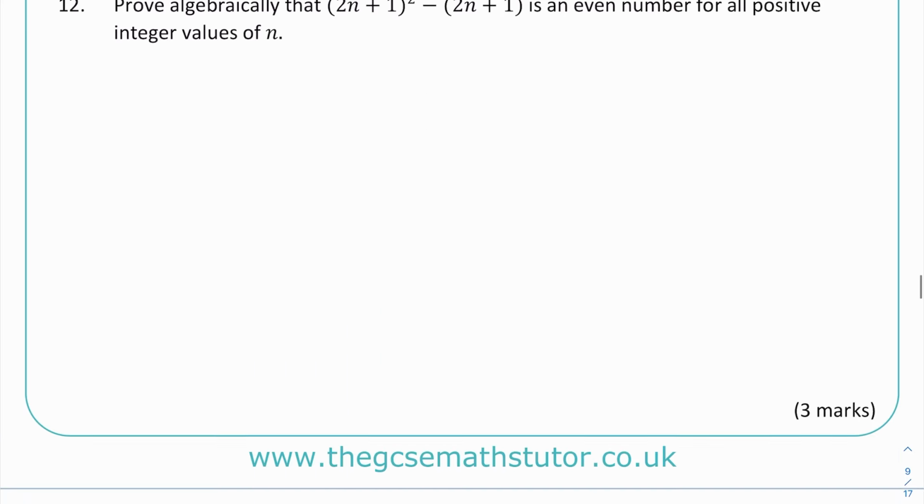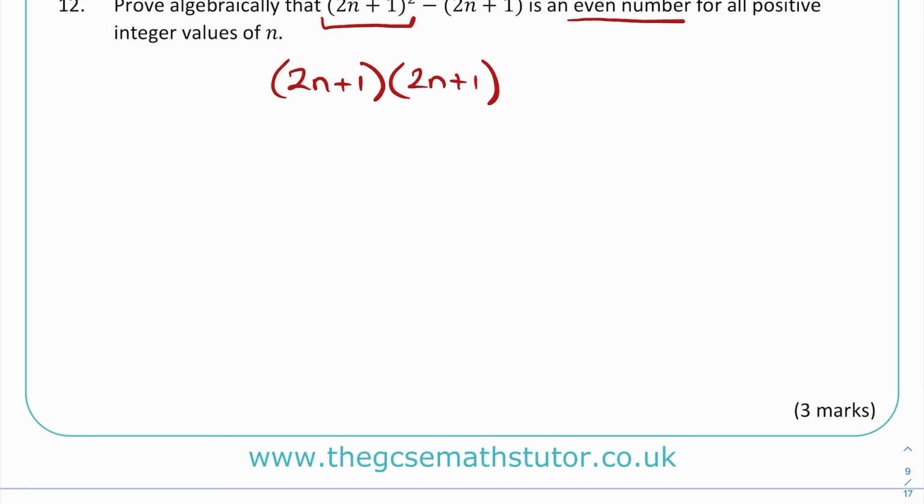Prove algebraically that (2n + 1) squared take away (2n + 1) is an even number for all positive integer values of n. So what I actually need to do is simplify and tidy up what we've got. So (2n + 1) squared I'm going to do first, because that is a double bracket. So that would be (2n + 1) and another (2n + 1). And when it comes to algebraic proof, I just need to tidy it up, and when I get to my final part, that's when I'm going to try and show that it's an even number.